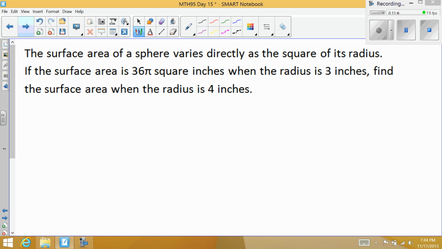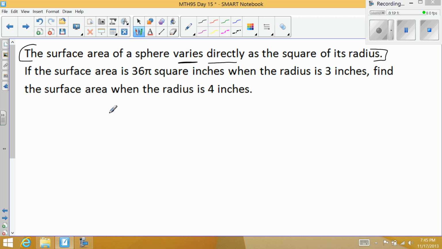Okay, so this one's a story problem, and it is a variation problem, as we can see with the varies, and in particular varies directly. So the surface area of a sphere varies directly as the square of its radius. Don't read beyond that at this point. I'll break these problems down, take it one piece at a time. So this is really giving us a general structure of the formula, the relationship between the area and the radius.